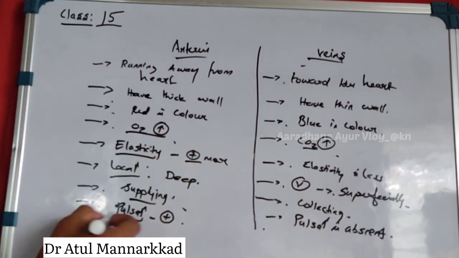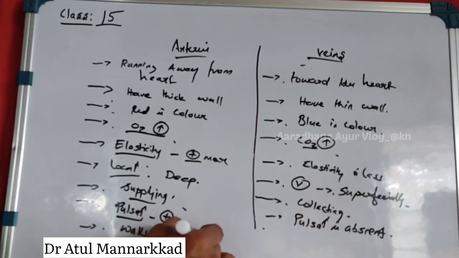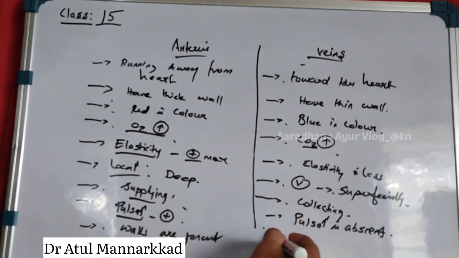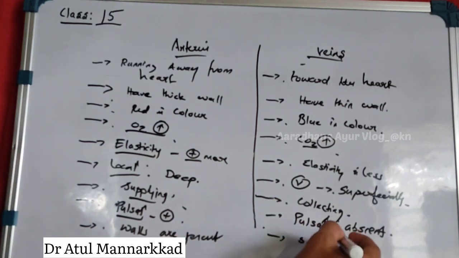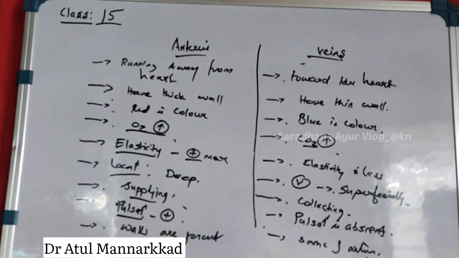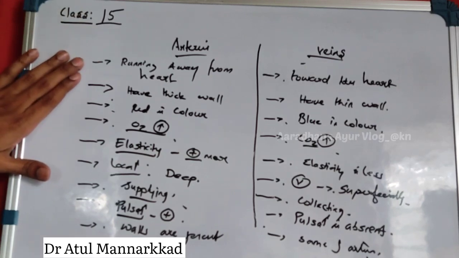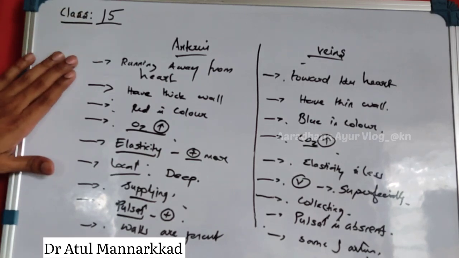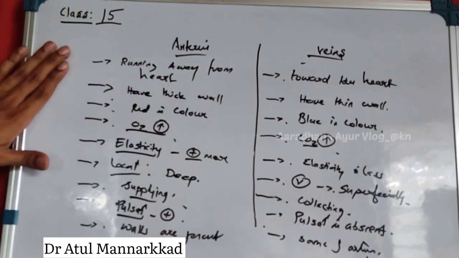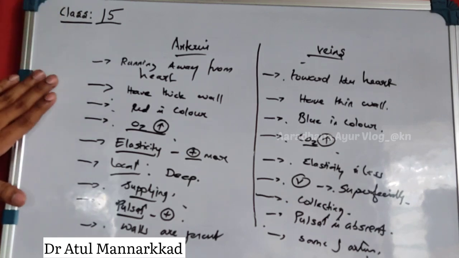And the last one is the walls. Walls are present in the arteries, and it is the same for the veins, veins also have walls. So that is the only similarity I found. Mainly, arteries are the blood vessels which carry the blood away from the heart. Just opposite to that is the vein. It carries the blood from all over the body towards the heart.